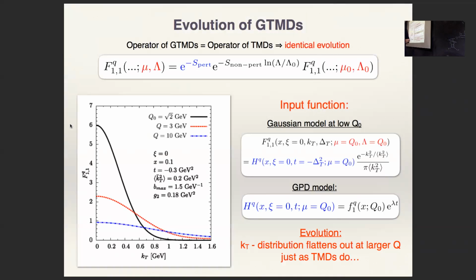in the TMD business. We come up with a Gaussian model for the KT squared, which actually works very well at low scales. The x dependence here is then given by a GPD instead of the usual parton distribution, and this is an illustration of how the KT distribution flattens out if we switch on evolution. And it flattens out just like TMDs.